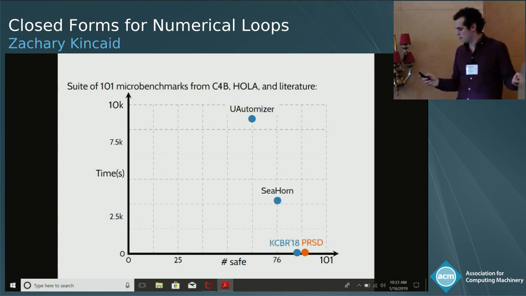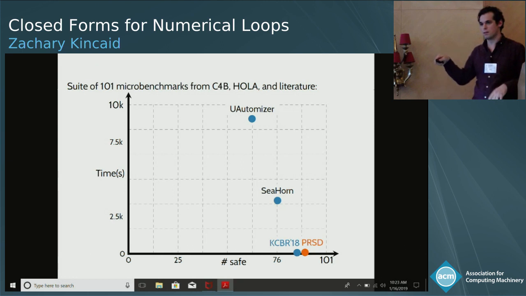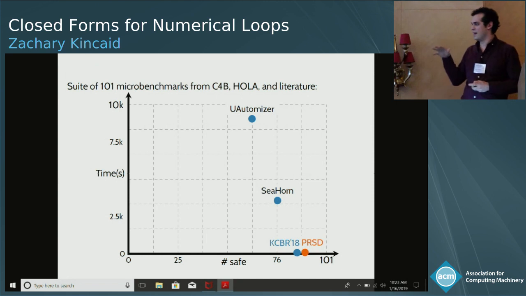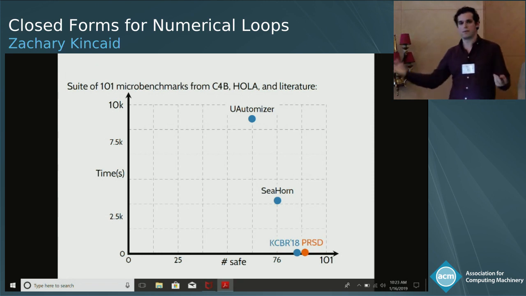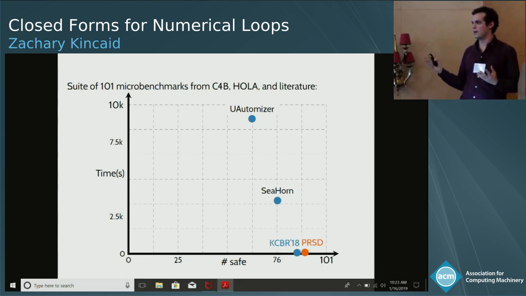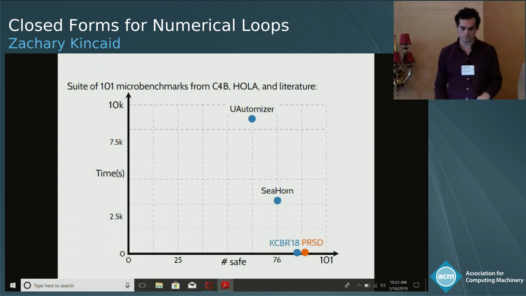So the difference between PRSD and the previous technique that we presented last year is not so great, but maybe an interesting result is that we have a better theoretical understanding of what the PRSD is doing than we do of last year's technique, which was based on replacing these algebraic numbers essentially by uninterpreted function symbols.